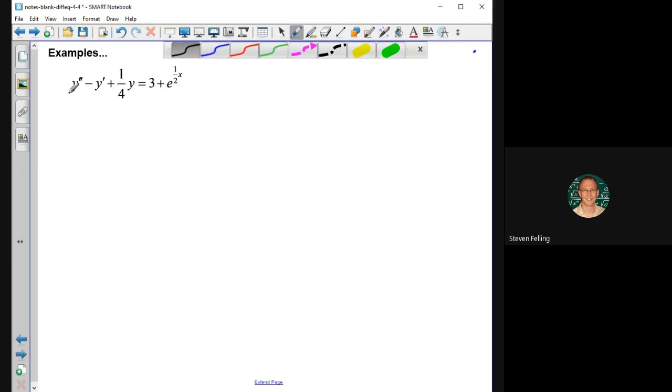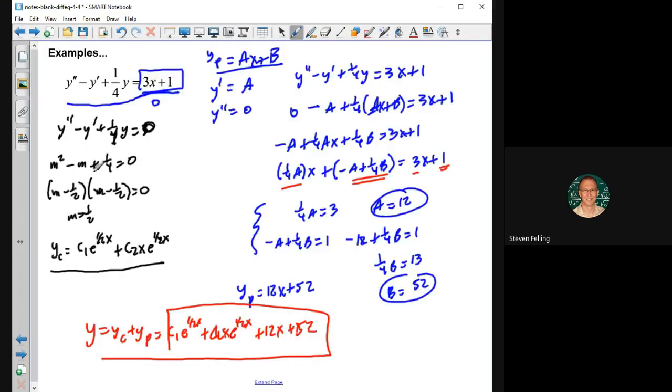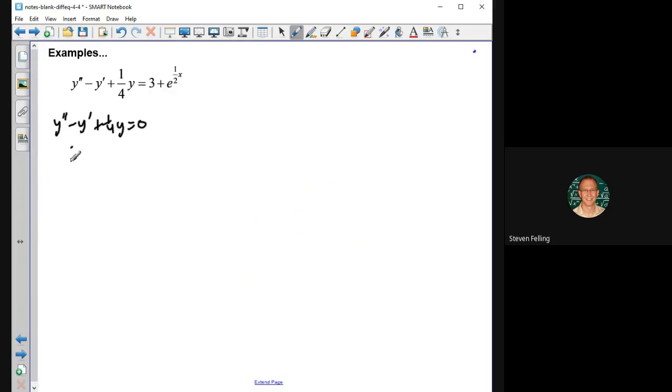Let me go ahead and solve the corresponding homogeneous equation first. y double prime minus y prime plus 1/4 y equals 0. That happens to be the same equation we just had before, so I won't go through the steps again. It's the same thing as we had over here that led to the solution yc equals c1 e to the 1/2 x plus c2 x e to the 1/2 x, right? So that was the same left-hand side. We're changing the right-hand side. So the yc didn't change from the first problem.